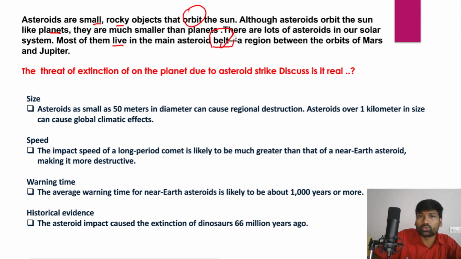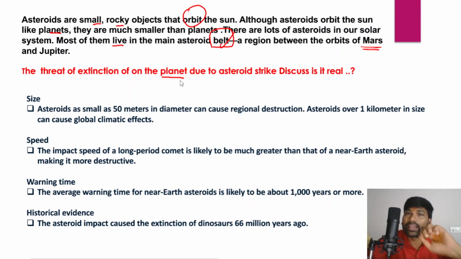So as I've already told you, this asteroid belt is the region between the orbits of both Mars and Jupiter. We all knew that after Earth we have Mars, and after Mars we have Jupiter. Now the next part of the question: we have introduced what these asteroids are. The next part of the answer is the threat of extinction on the planet due to asteroid strike.